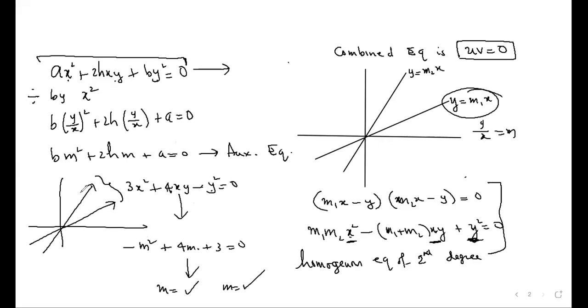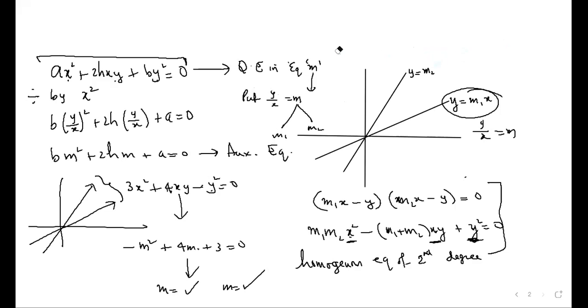What is the meaning of auxiliary equation? The auxiliary equation is a quadratic equation in m, and it is obtained by putting y by x as m. When you solve it, you will get two values. They are the slopes of the two lines represented by the equation.